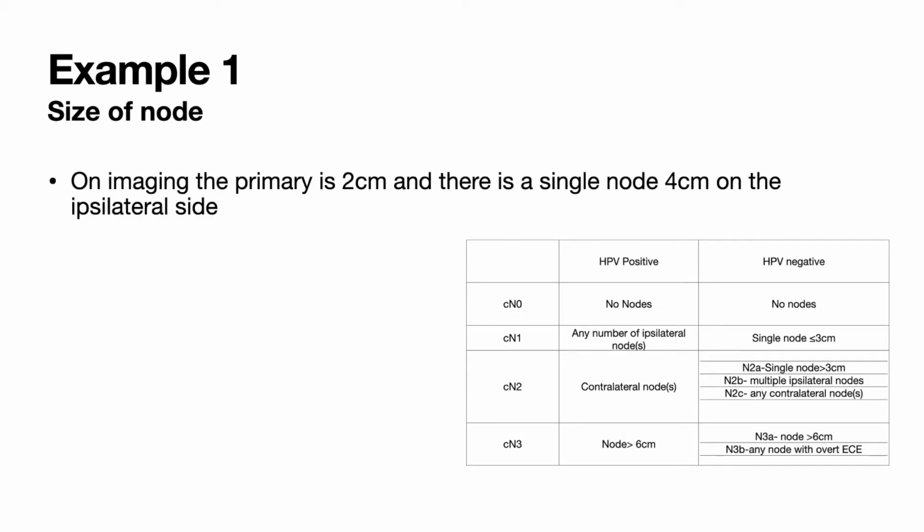So the first example, on imaging, the primary is a 2 centimeter tumor, and there's a single node 4 centimeters on the ipsilateral side. For HPV positive, a 2 centimeter tumor is a T1, and a node 4 centimeters on the ipsilateral side, that's all that matters. So this is a T1, N1. And for HPV negative, since it's a 4 centimeter node, that will give it an N2A classification.